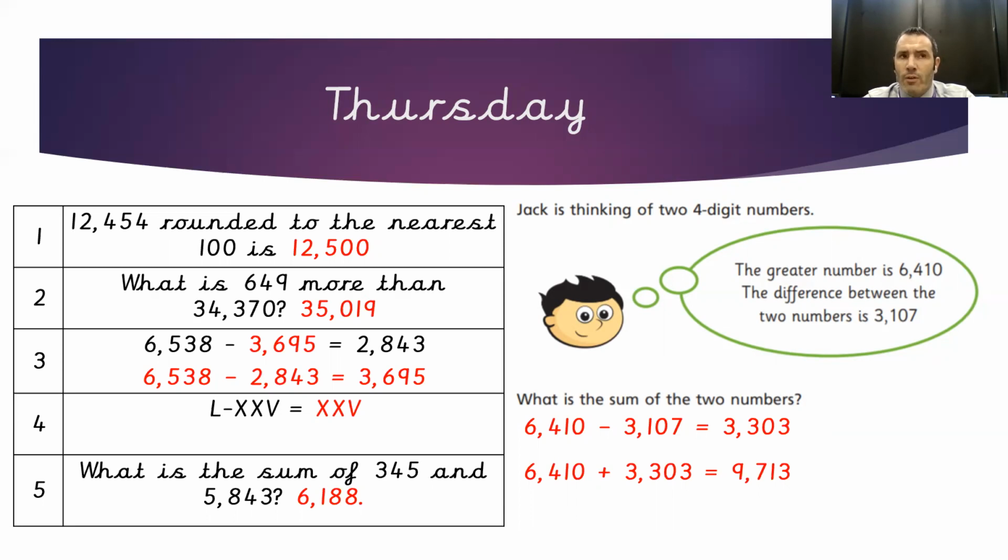This gives us 3,303. In order to find the sum of our two numbers, we need to add them together. So that would be 6,410 plus 3,303, which gives us a total of 9,713.